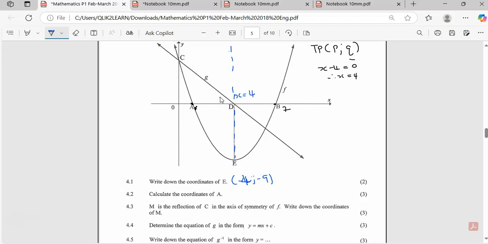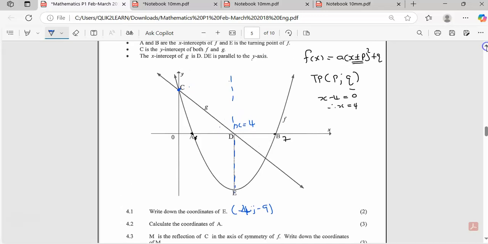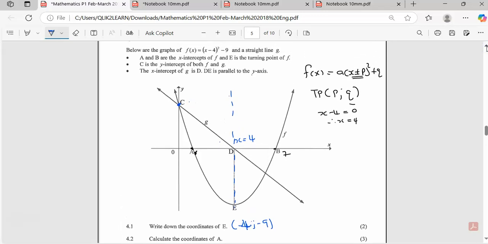So when they say M is the reflection, M is the reflection of C. We need to find the coordinates of C first. If you have an equation like this and you want to find the coordinates of C, C is your y-intercept. And how do we find the y-intercept?